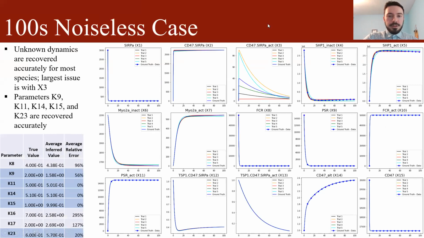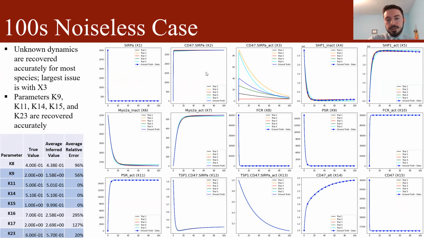So this is the 100-second noiseless case. These are the 15 different graphs for each of the ODEs. The curves with dotted lines on them are the curves for which we were assuming the data is given. For X1, for example, this data was given to the PINN, but for X2, the data was not given to the PINN. The unknown dynamics are recovered accurately for most species in this case.